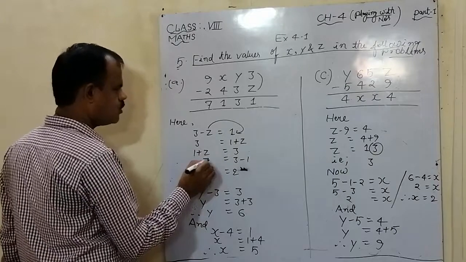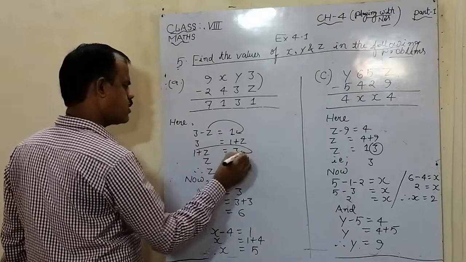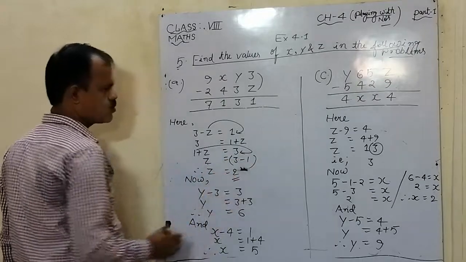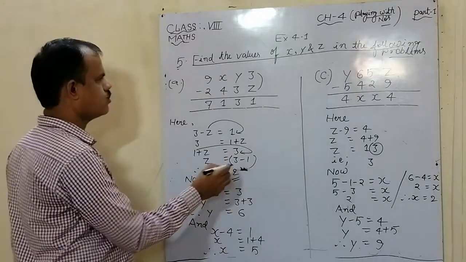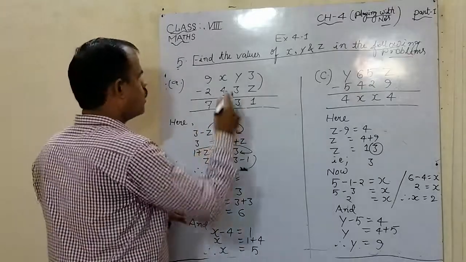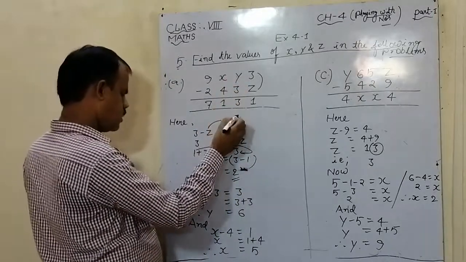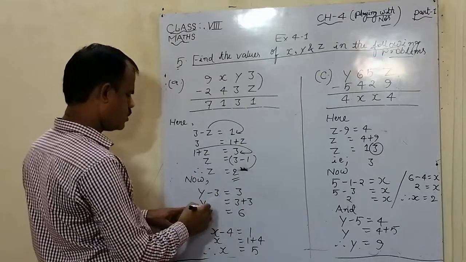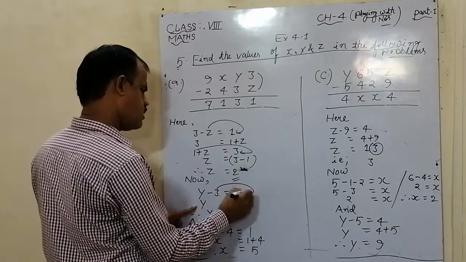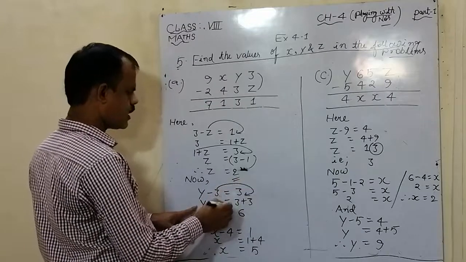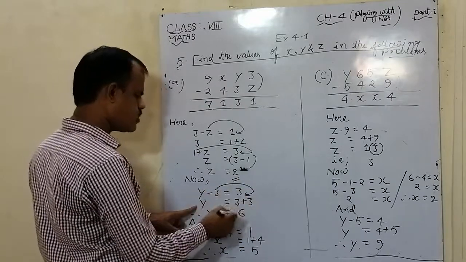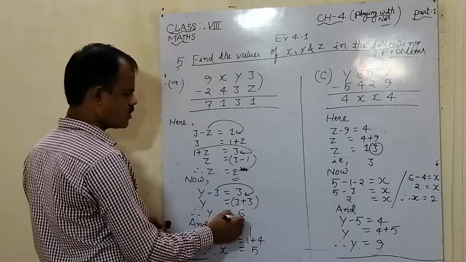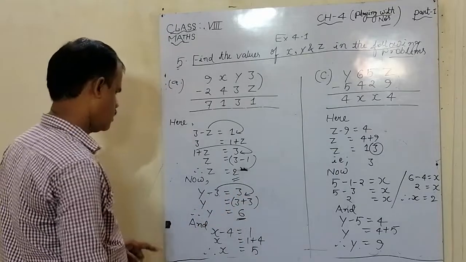So z equal to, we shift this 1 to that side. So z equal to 3 minus 1, that is 2. So the value of z is 2. Now see here, y minus 3 equal to 3. So we write here y minus 3 equal to 3. So y equal to, this minus 3 is shifted to the RHS side. So minus 3 becomes plus 3. So y equal to 3 plus 3. So y equal to 6.